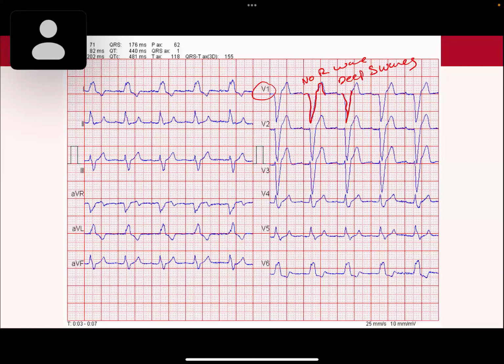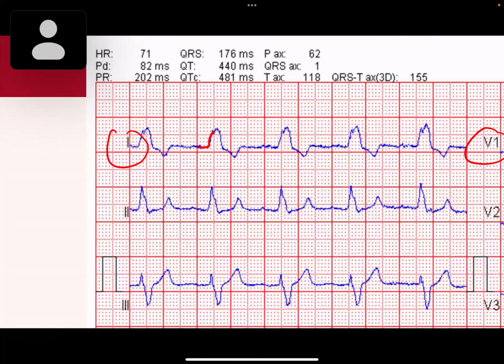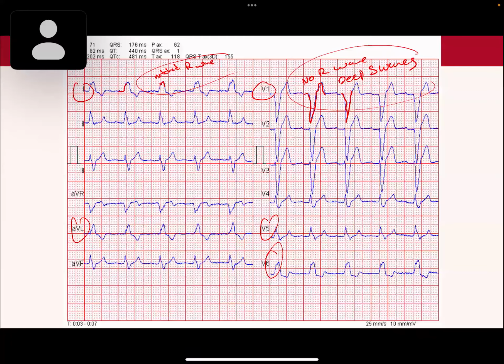notched R waves in leads 1, AVL, V5, and V6, which are the lateral leads. Let's take a look at lead 1. This is the R wave, but it's very wide and it has this small notch here. If you guys can notice this, it's a notched R wave. So those 3 things combined together is what makes up a left bundle branch block.